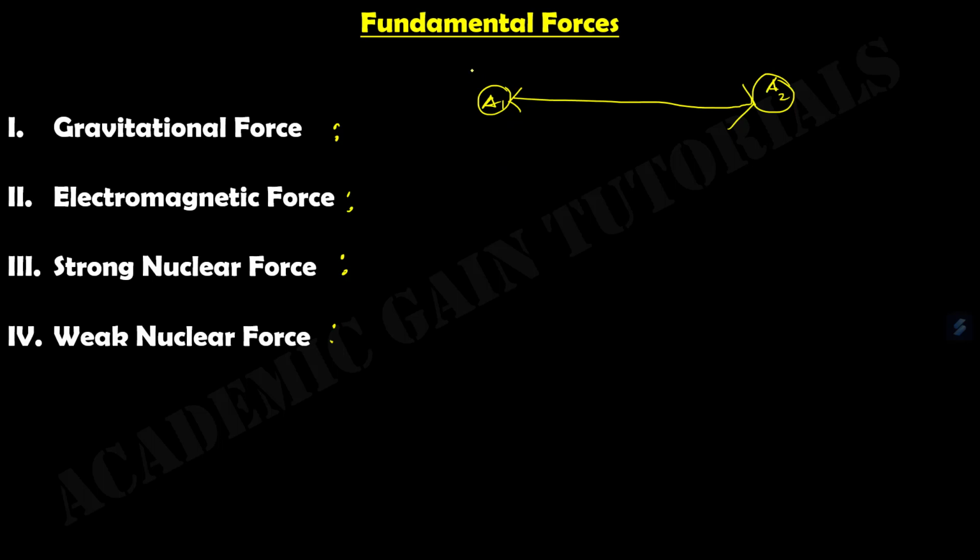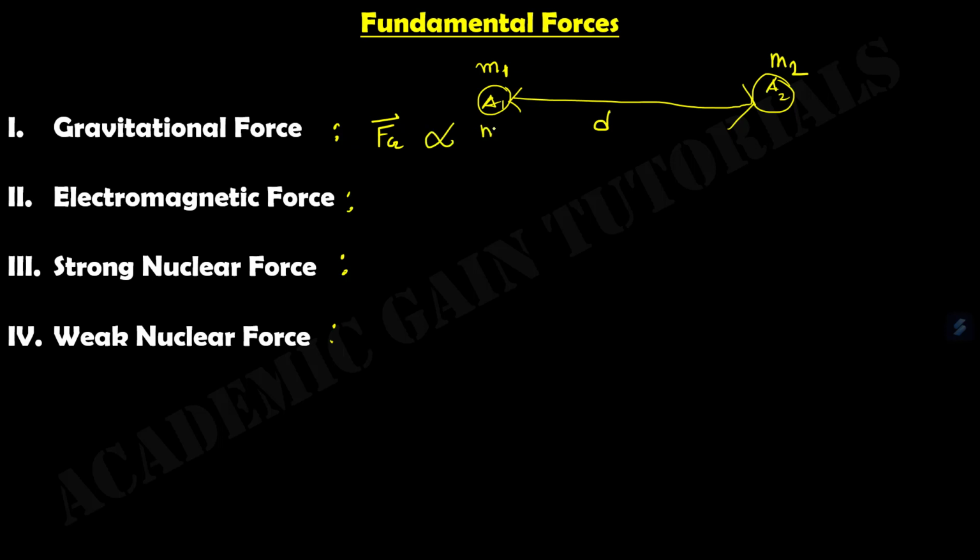And it states that if the mass of this particle A1 is m1 and the mass of this particle A2 is m2 and the distance between these two is, suppose, d, so gravitational force states that the magnitude of this force, suppose the gravitational force is F_g, the magnitude of this F_g is proportional to the product of the mass.